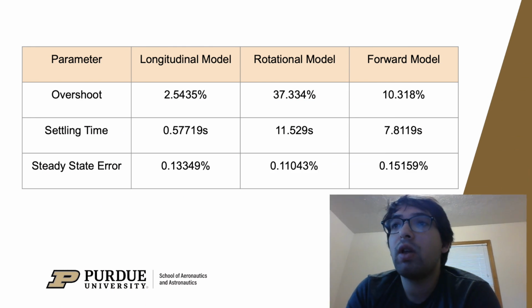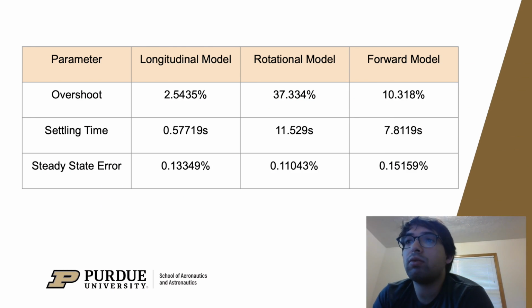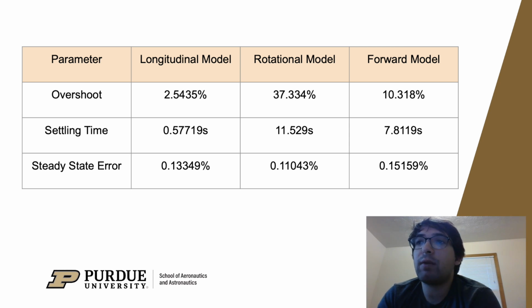The overshoot for the longitudinal model was 2.5%. The settling time was 0.57 seconds, and the steady-state error was 0.13%. For the rotational model, the overshoot was 37.334%. The settling time was 11.5 seconds. The steady-state error was 0.11%.